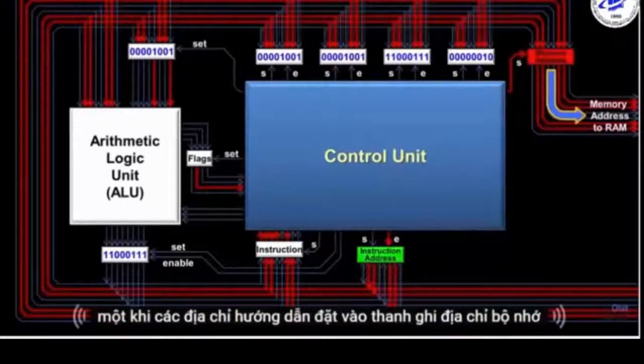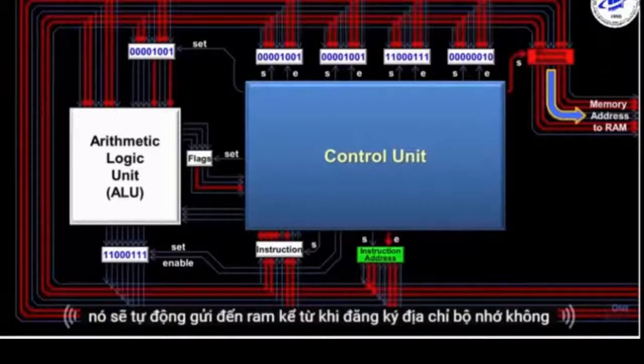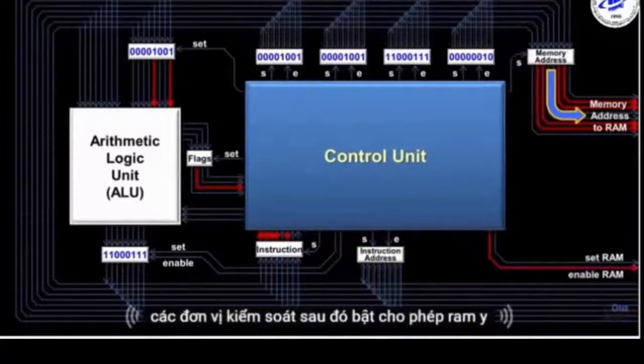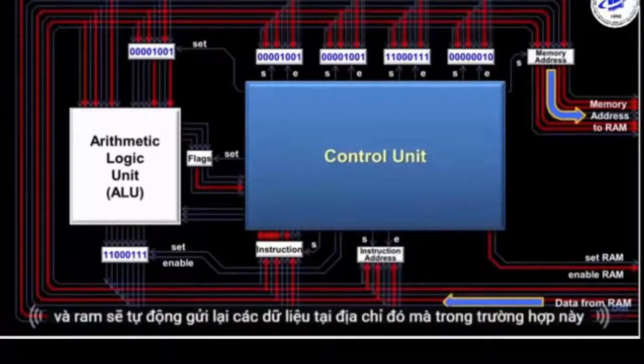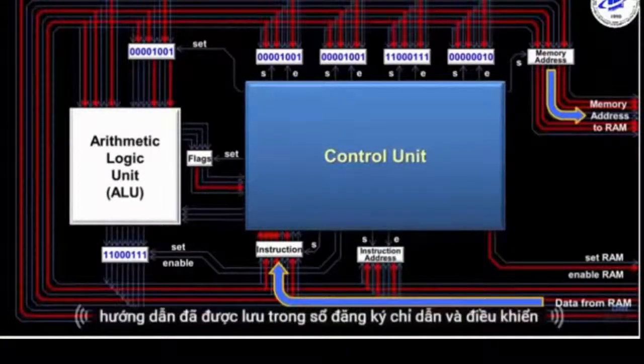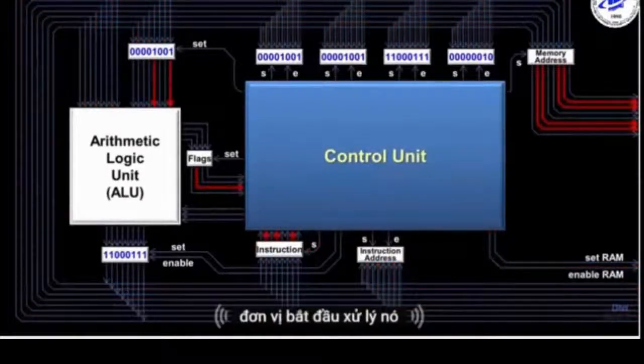Once the instruction address is set into the memory address register, it is automatically sent to RAM since the memory address register doesn't have an enable wire. The control unit then turns on the enable RAM wire, and RAM automatically sends back the data at that address, which in this case is an instruction. That instruction is then saved in the instruction register, and the control unit begins processing it.